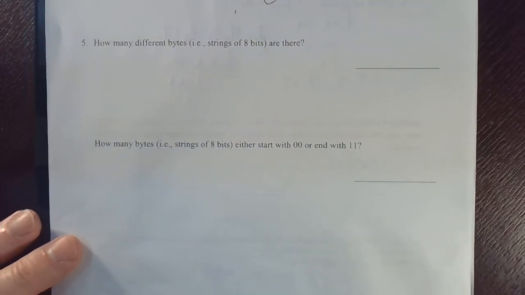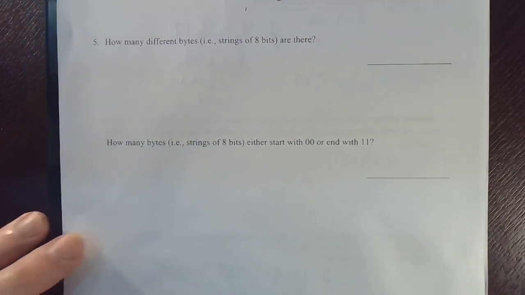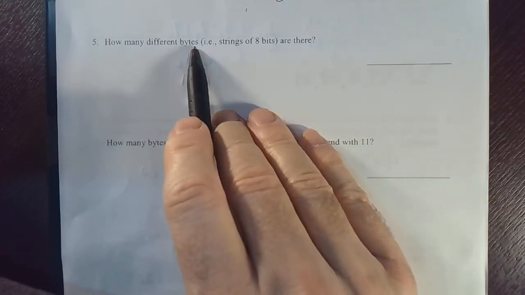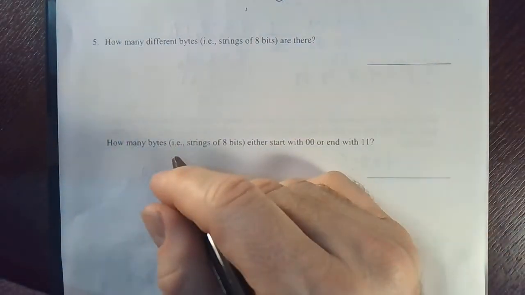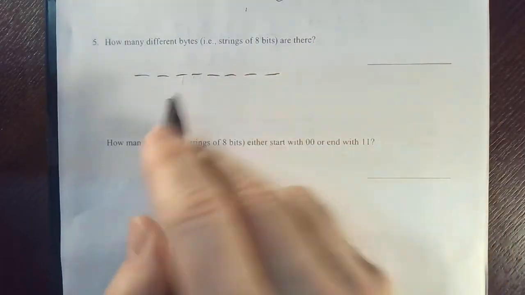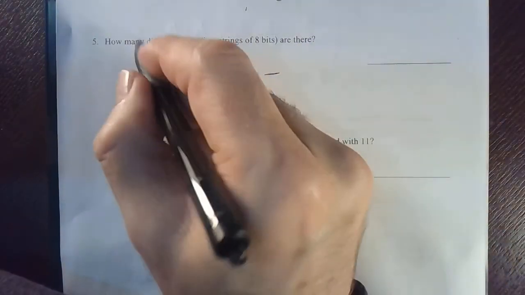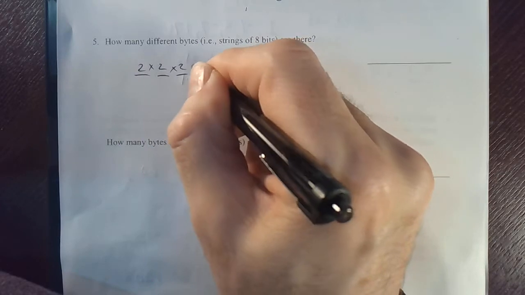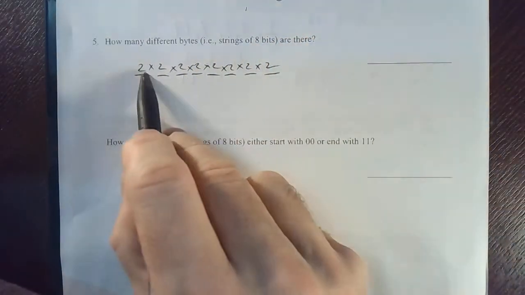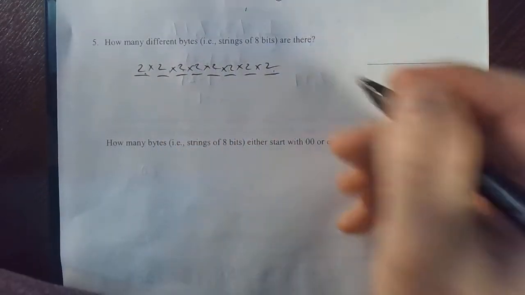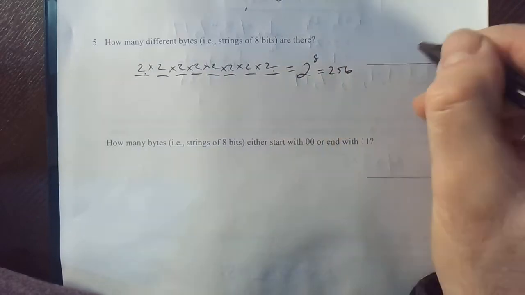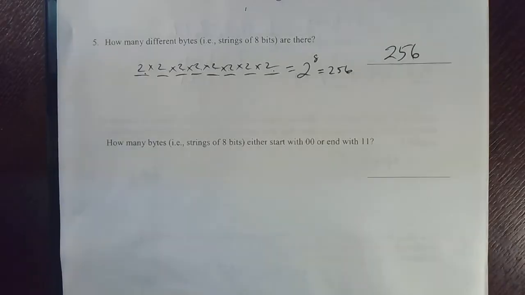All right, now let's move on to computer talk. How many different bytes? A string of 8 bits is a byte. How many are there? Well, that's very simple. 1, 2, 3, 4, 5, 6, 7, 8. Each one of them has 2 choices, so it's 2 times 2 times 2 times 2 times 2 times 2 times 2 times 2. Yeah, 2 to the 8th, which I believe is 256.